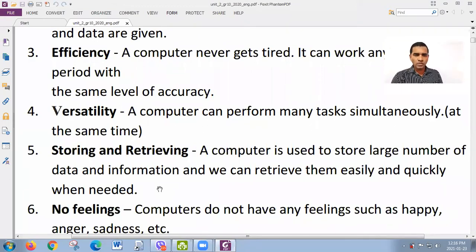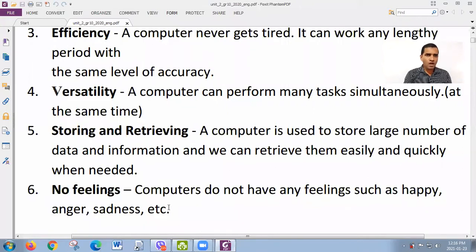devices in the computer, so they can store gigabytes of data or terabytes of data. We will use such words later. So they have the capacity to store. And computers don't have any feelings.